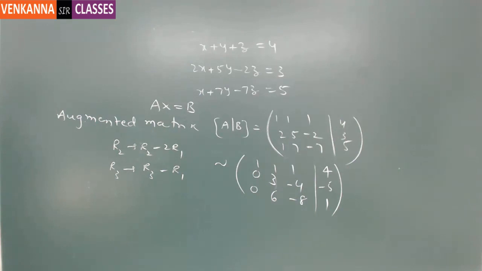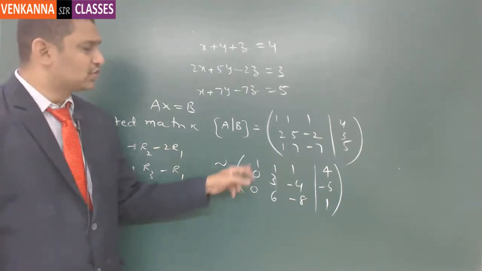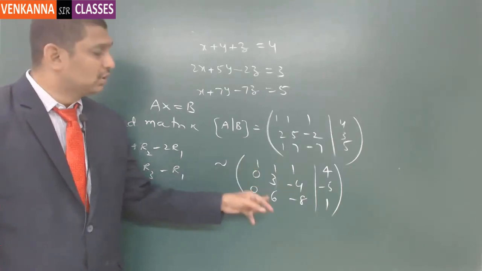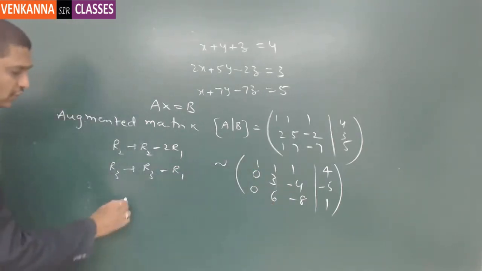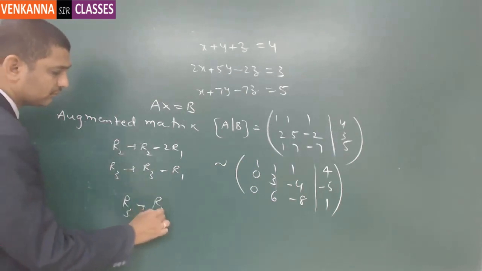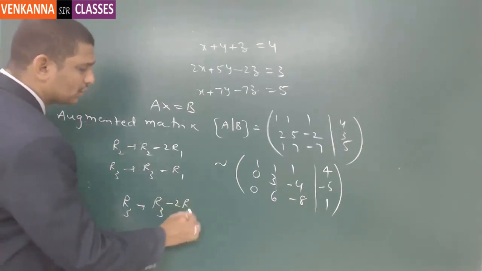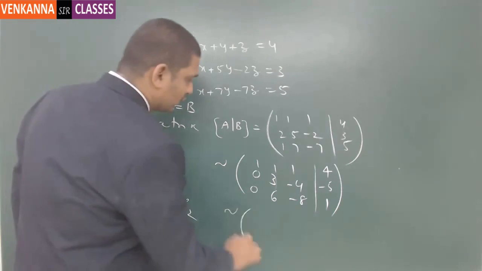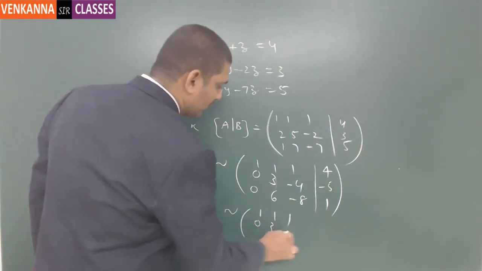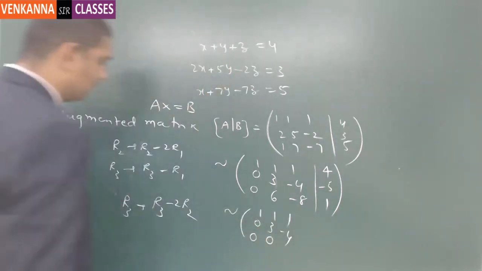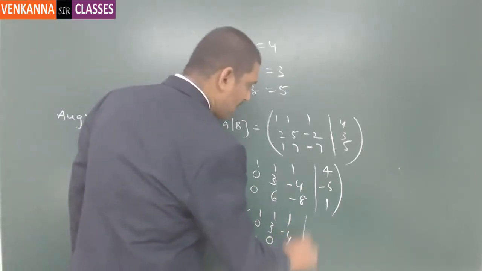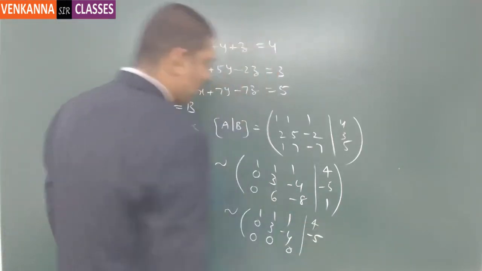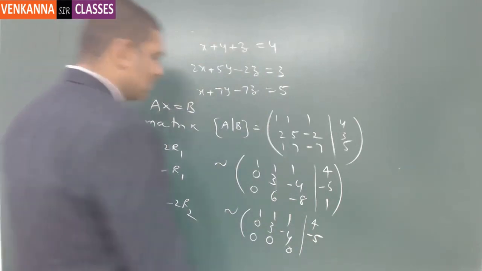So while applying the row operations, we need to understand that we are applying the row operations to get the echelon form of the coefficient matrix. So after having zeros below the first diagonal element, you have to make this value 0. So R3 tends to R3 minus 2 R2. It will be equal to 1, 1, 1, 0, 3, minus 4, 0, 0, 0, augmented with 4, minus 5, and you will get the value 11.